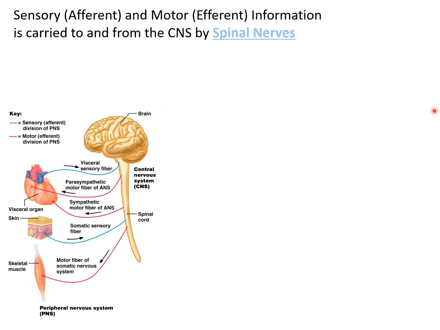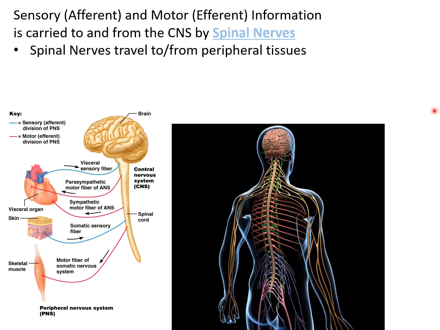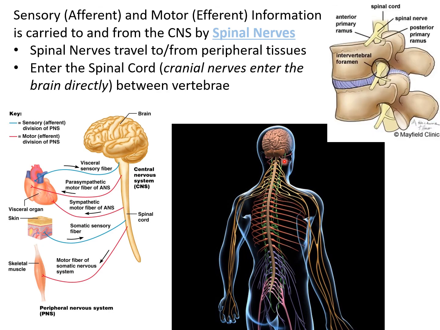So again, sensory afferent information and motor information is carried to and from the central nervous system by spinal nerves. We know the spinal nerves are organized with this epineurium, perineurium, and endoneurium, kind of bundling individual neurons together. Okay. Here we can see a picture of the nervous system, central nervous system with the brain and the spinal cord, and we can see that all of these peripheral nerves, again, carry afferent and efferent information to and from the central nervous system for processing.